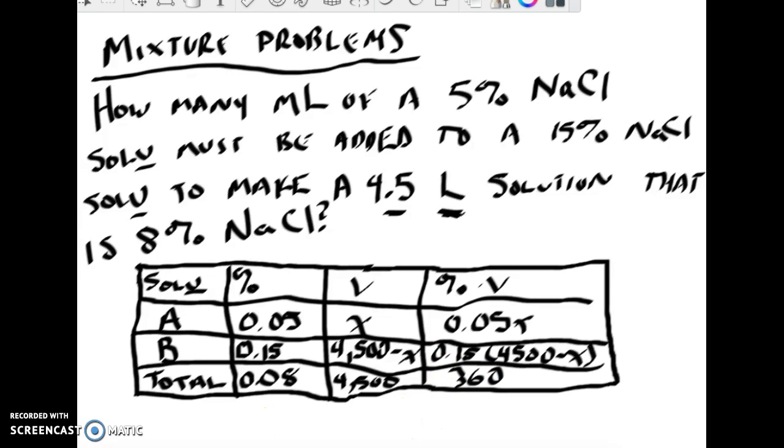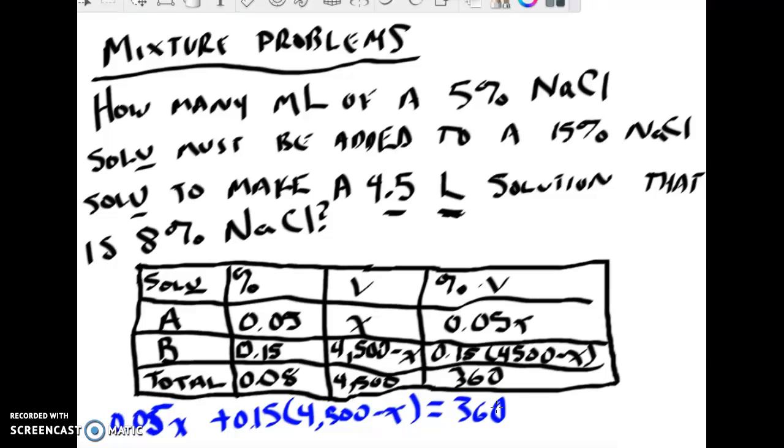And now we're going to set up our equation. So I'm going to do this box plus this box is equal to that box. So percent times volume: 0.05x, we don't know what it is, plus 0.15 times 4,500 minus x is equal to 360.